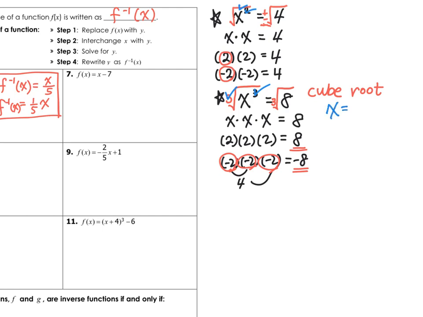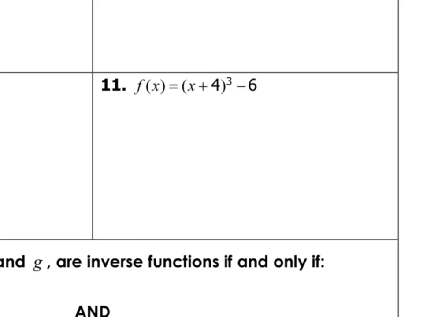So x equals the cube root of 8, which we can rewrite as the cube root of 2 cubed, and then the cube root and the cube cancel out, so x equals 2. So that's how we can solve when you have a cube. Now let's try example 11.